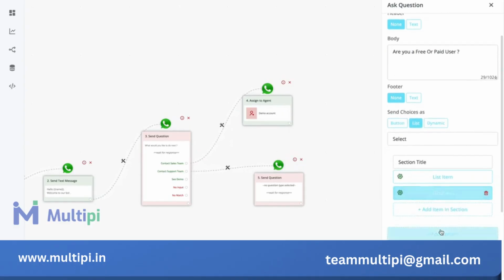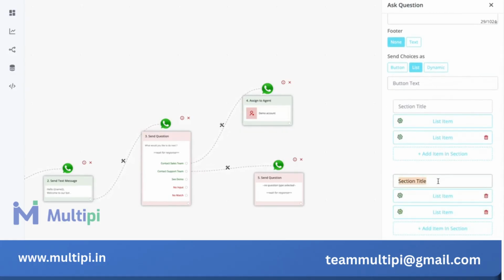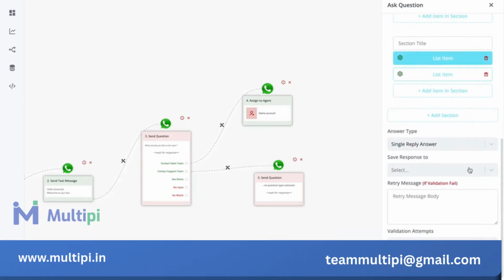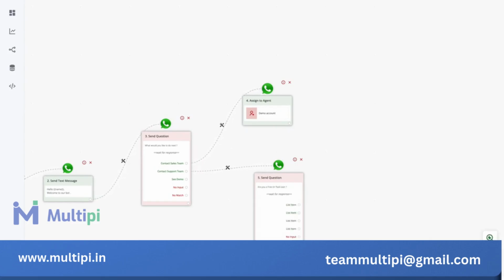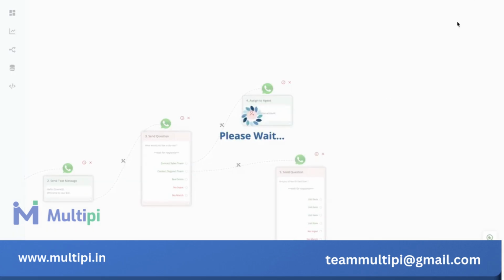And then what I want to do is, I want to make some sort of mistake here to show you how we can see the error. Okay, so I have not entered the section titles here, neither the button text. And then let us try to save this question block, and then I'll simply click on save workflow.